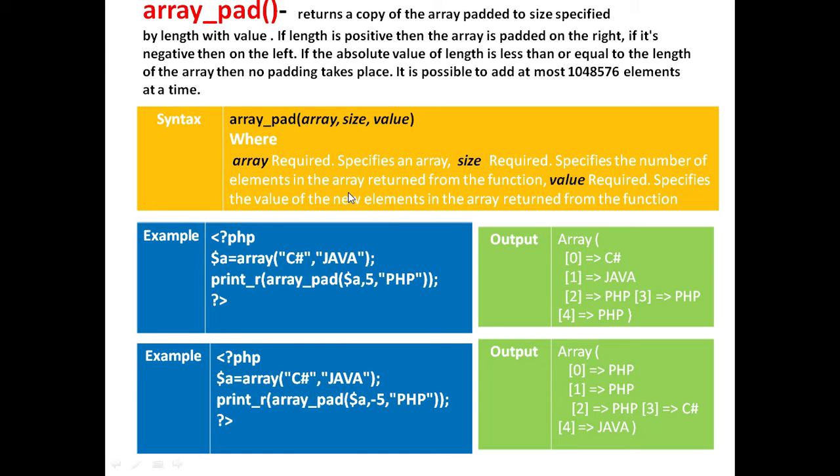Here is an example. First, array A is defined with elements C# and Java. And if I use array_pad function with 5, PHP, it will add 3 extra elements with value PHP, that is 0, 1, 2, 3 and 4. And if I specify -5, it will pad first 3 elements and then original elements are added.